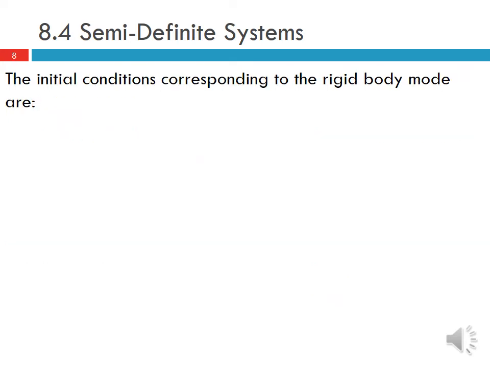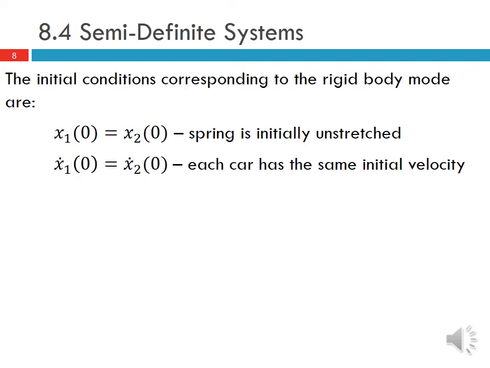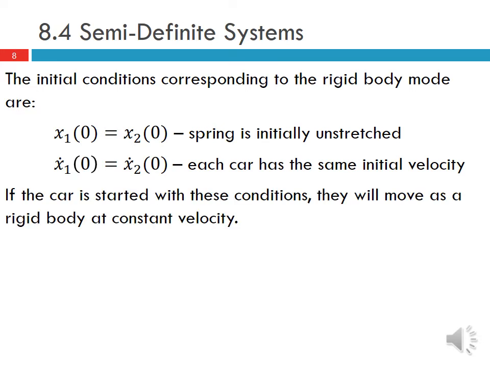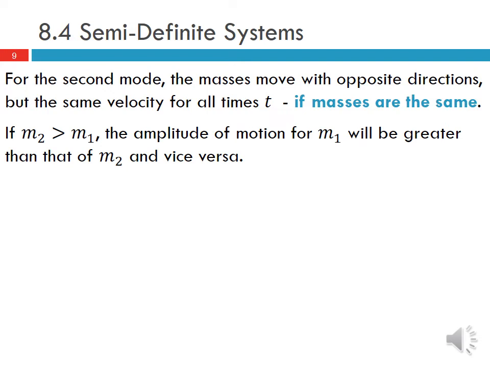The initial conditions corresponding to the rigid body mode would be x1 of 0 equal to x2 of 0, so the spring is initially unstretched, and each car has the same initial velocity. If the cars started with these conditions, they will move as a rigid body at a constant velocity. For the second mode, the masses move in opposite directions. If m2 is greater than m1, the amplitude of motion for m1 will be greater than that of m2, and vice versa.